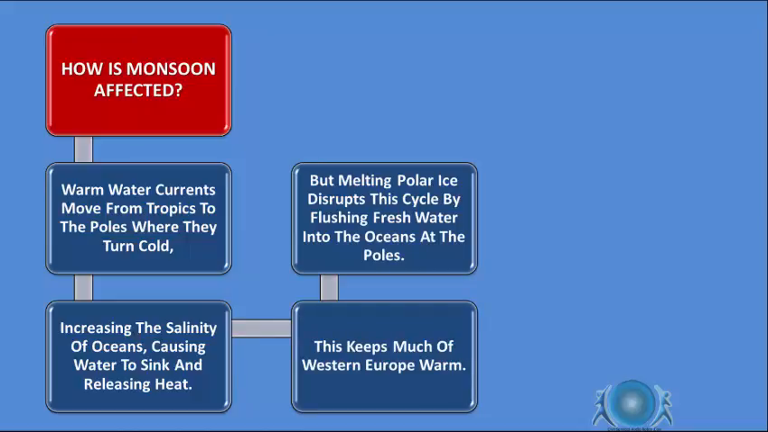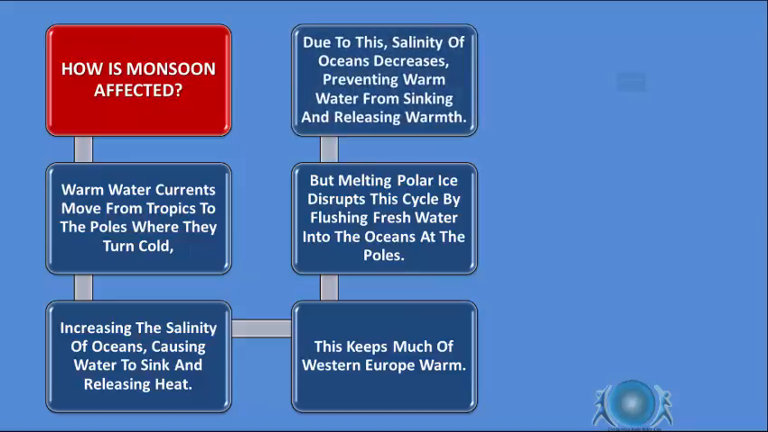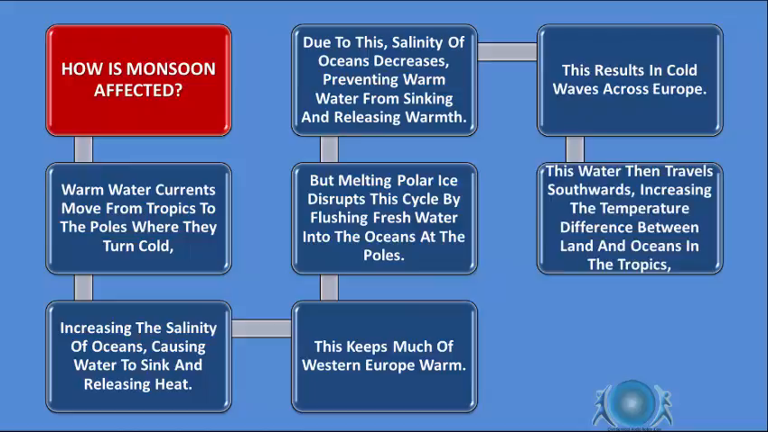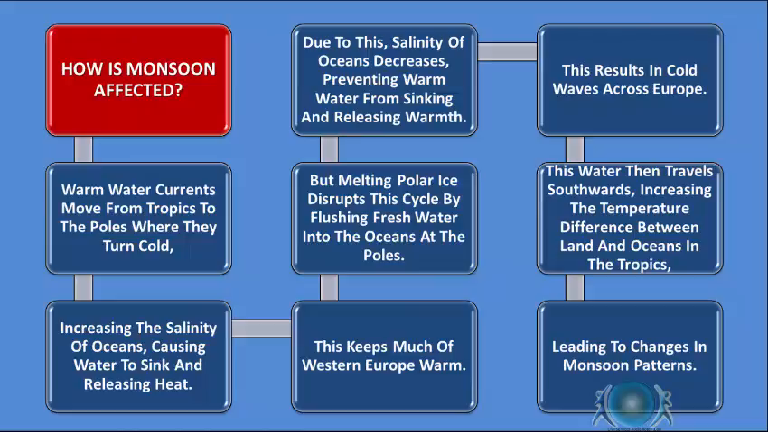But melting polar ice also disrupts the cycle by flushing fresh water into the oceans at the poles. Due to this, the salinity of oceans decreases. And this prevents warm water from sinking and releasing the warmth. This results in cold waves across Europe. This water further travels southwards and increases the temperature difference between the land and the oceans in the tropics, ultimately leading to changes in the monsoon patterns.